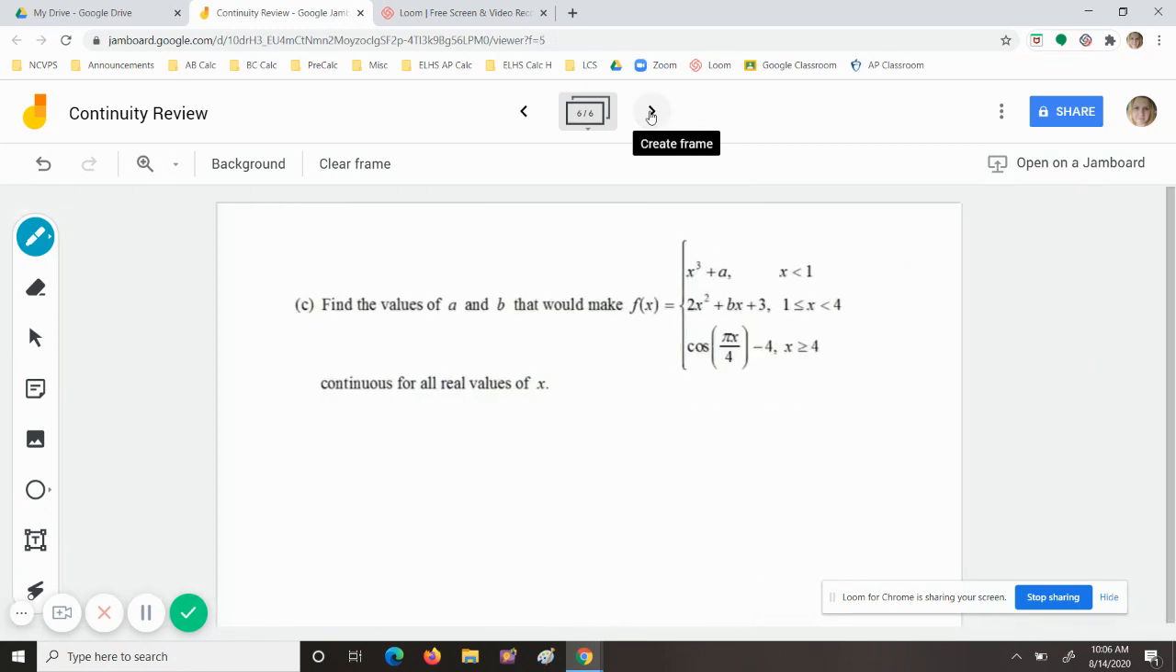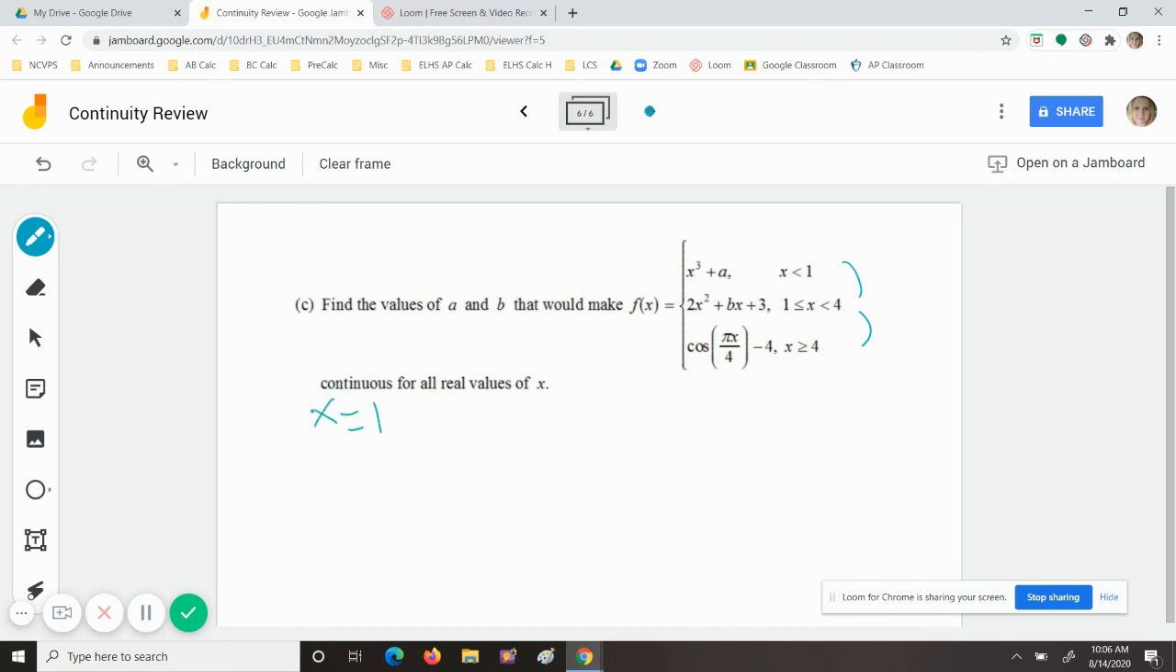One more. Now notice this one's a little bit more involved because we have two variables. We want to find the values of a and b to make this function continuous. So take a look at what we've got. We're broken up at 1 and 4. We want to do the same thing. We want limit from left and right of 1 to be equal, and we want limit from left and right of 4 to be equal. So let's start with 1.